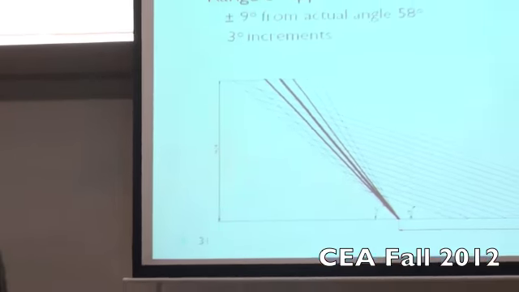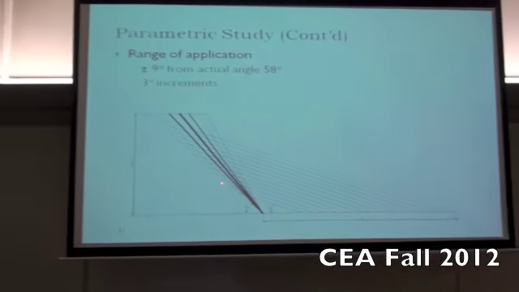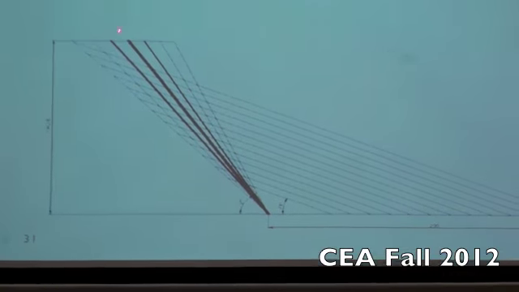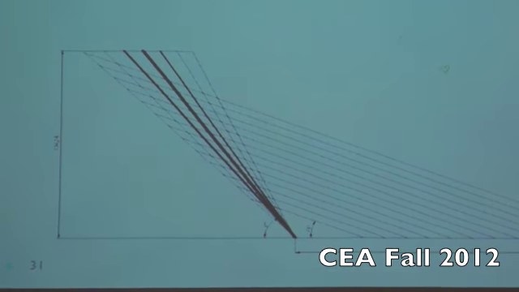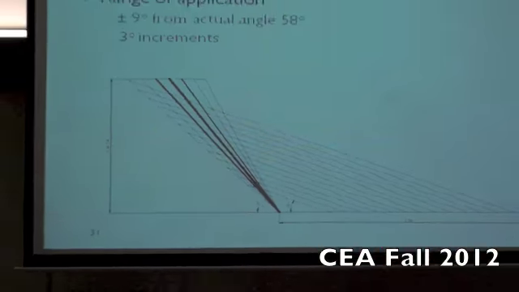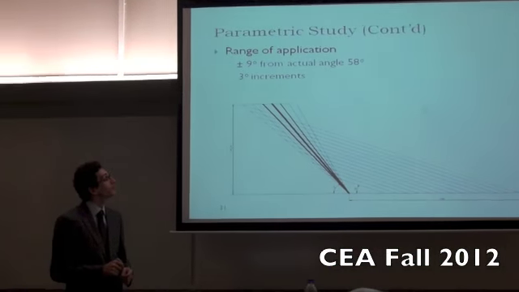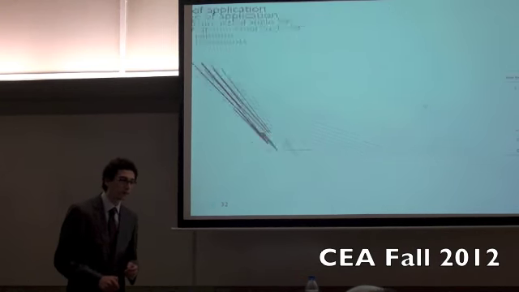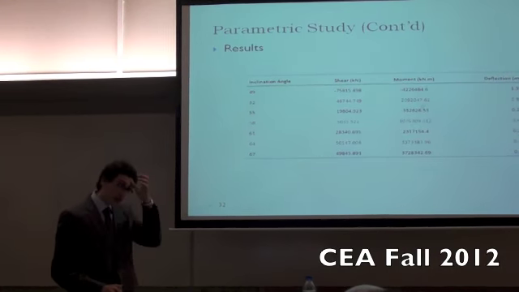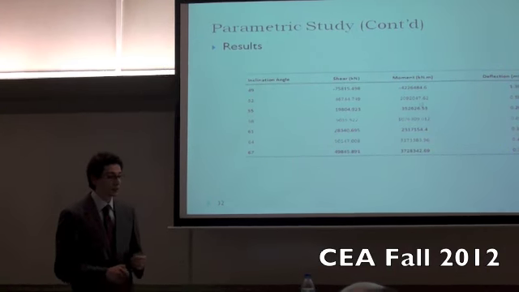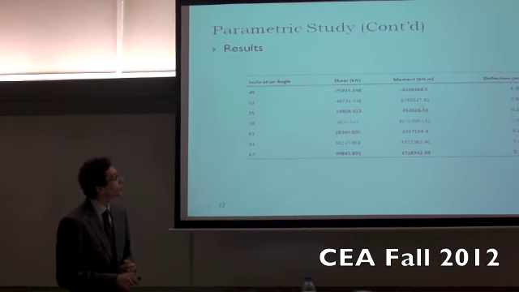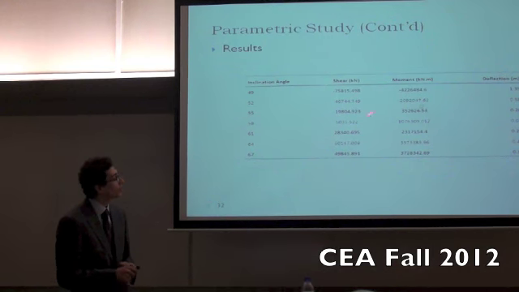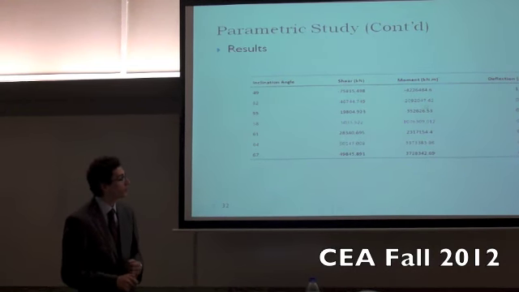This is a schematic showing all the models laid on one drawing. We had the range of application plus or minus 9 degrees from the actual pylon angle, which was 58 degrees, and we incremented the different angles by 3 degrees each. After running a non-linear analysis of the dead load of the entire bridge, we obtained these results, which are the values for the criteria chosen earlier.